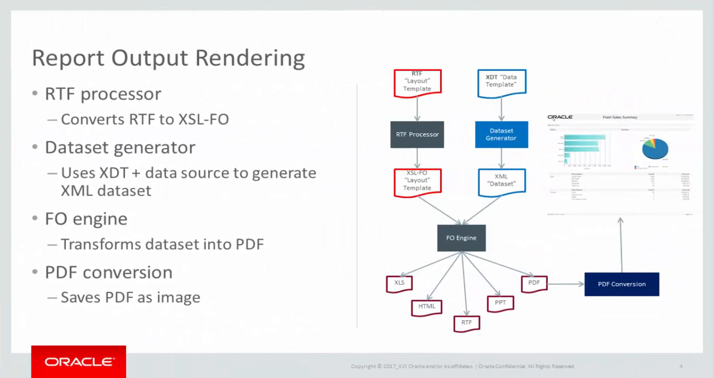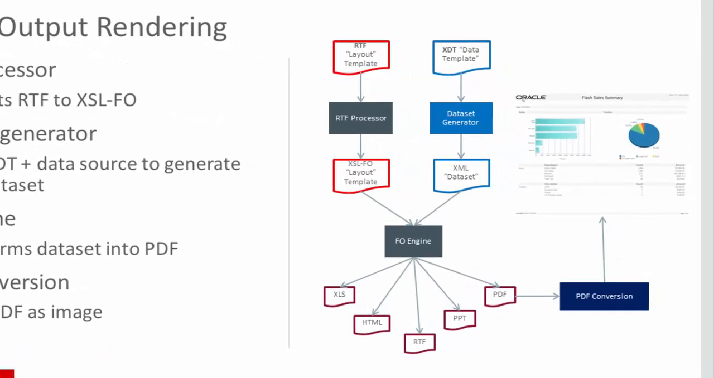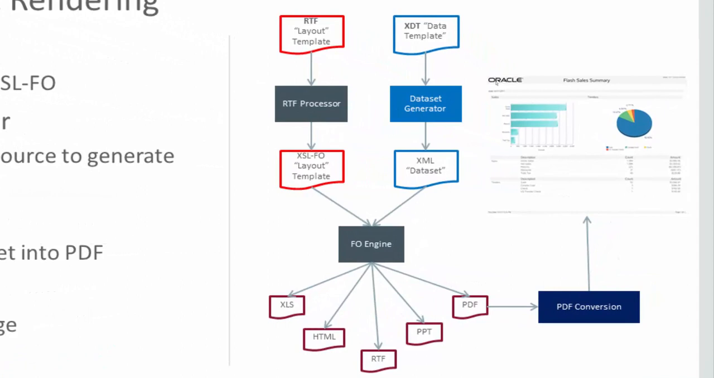As mentioned in the previous slide, XStore's reporting framework leverages Oracle BI Publisher technology in the designing of reports. BI Publisher technology is also used to render report output. In this diagram, the RTF processor and FO engine are software components provided by BI Publisher libraries included in XStore. Let's take a look at how an XML dataset and an RTF layout template are inputs into a process that outputs the report we see in the XStore application.